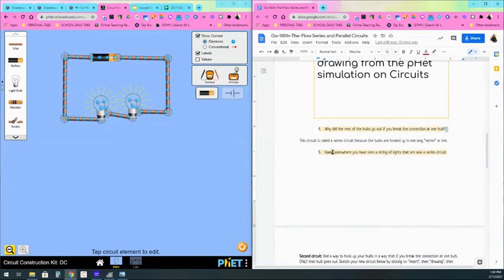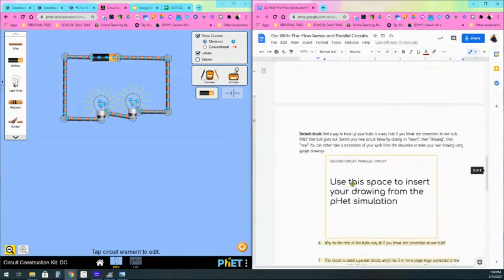So name somewhere you have seen a string of lights that are also a series circuit. You could have said old Christmas lights are in series. You know, when one bulb goes out at Christmas time, a lot of times the whole strand is also out.